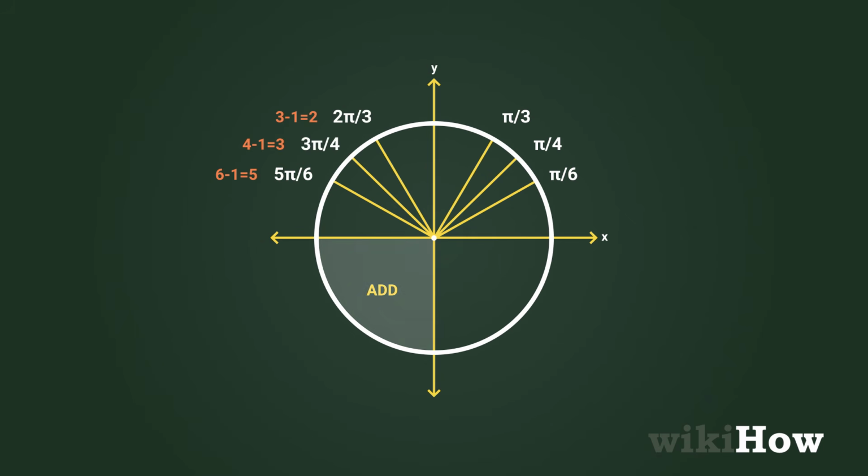Add corresponds with the bottom left quadrant, or the third quadrant. It means that to get the numerator of each radian in this quadrant, you need to add 1 to the denominator of the corresponding radian in the first quadrant. For example, to find the numerator of the first radian in the third quadrant, you would add 1 to the denominator of the first radian in the first quadrant, or 6 plus 1. Therefore, the numerator of the first radian in the third quadrant is 7.